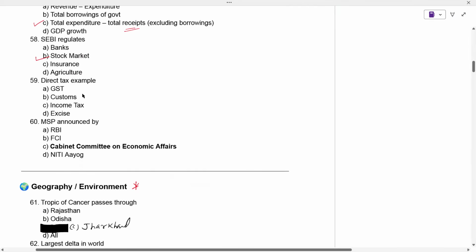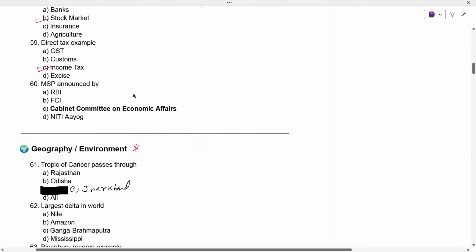Now, direct tax example. In this case, we have four options. Which of these comes under direct tax, my dear? GST is indirect tax. Income tax is the direct tax, my dear.